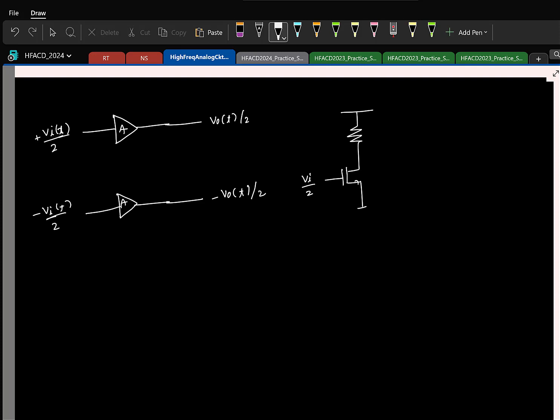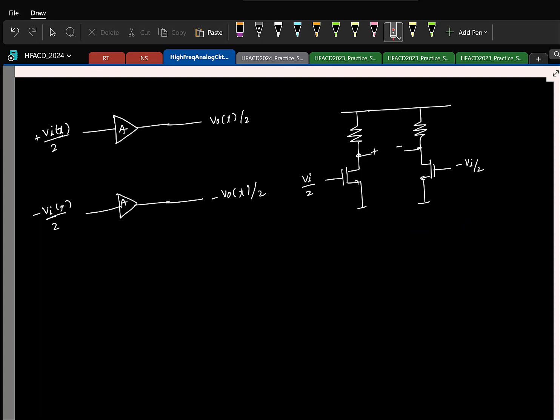To make a differential, what we are suggesting is I take an identical copy, feed minus Vi by 2, and then call the difference between these two voltages as your final differential output. Although this works, this is not commonly done, and this has some issue. And what is that? Common mode rejection.